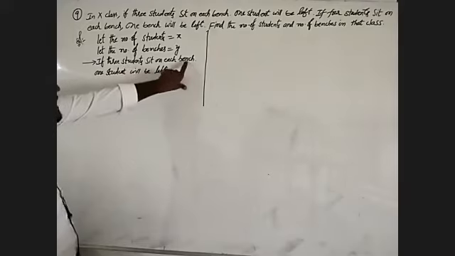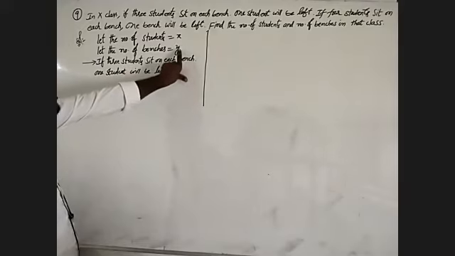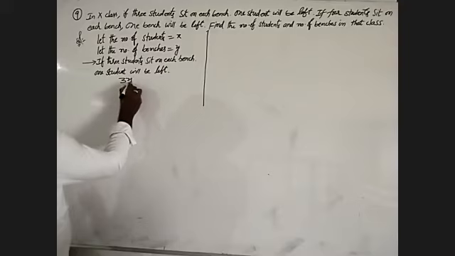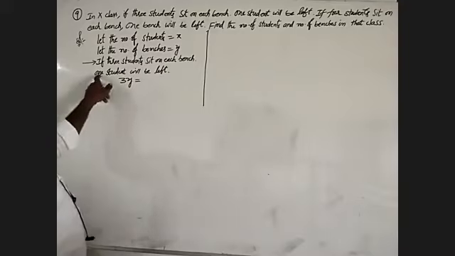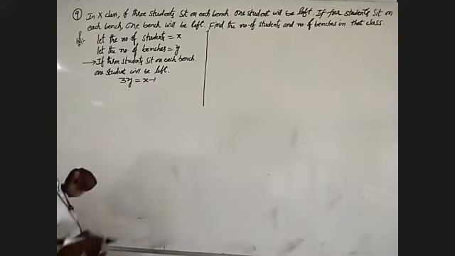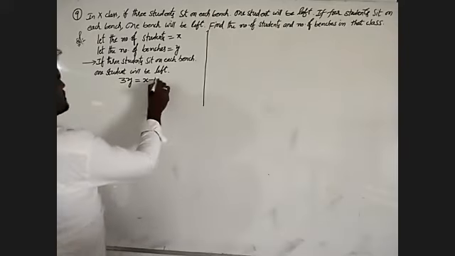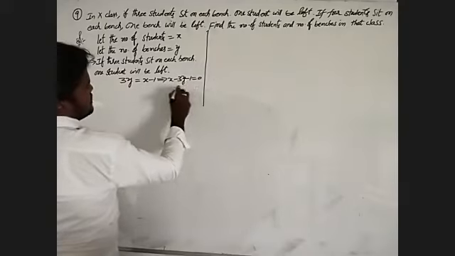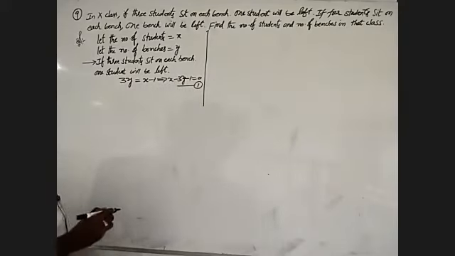3 students sit on each bench. Benches we have to take y. 3 students means we have to take 3y, is equal to, 1 student will be left. Students we have to take x. 1 student will be left means we have to take x minus 1. This value becomes this side: x minus 3y minus 1 becomes 0. This is equation number 1.